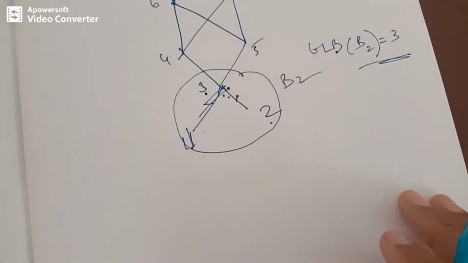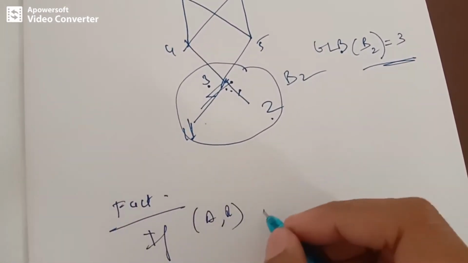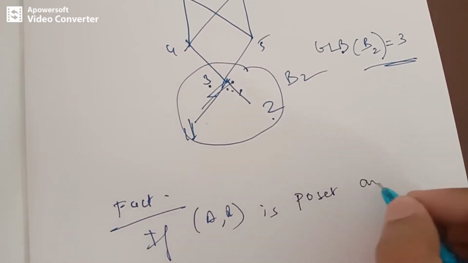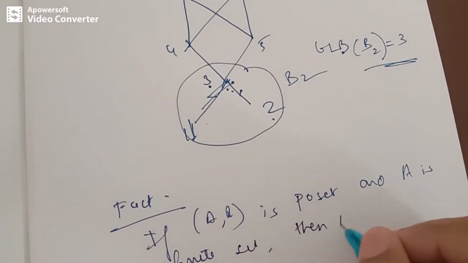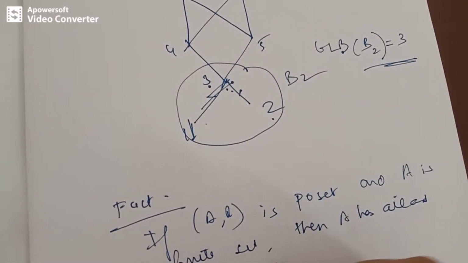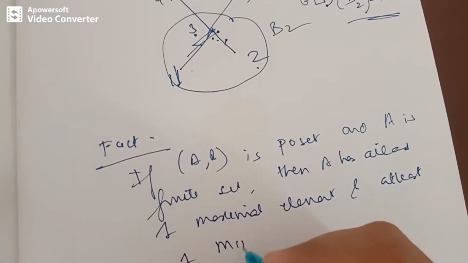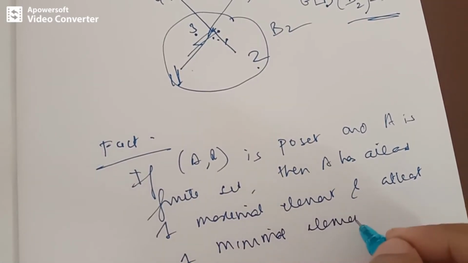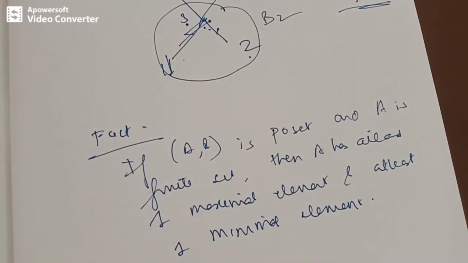And we have got several properties, that is, the facts. If A comma R is a poset, and A is a finite set, then A has at least one maximal element and at least one minimal element. So this is the fact. If you have got a poset and the set is a finite set, that set will have at least one maximal element and one minimal element.